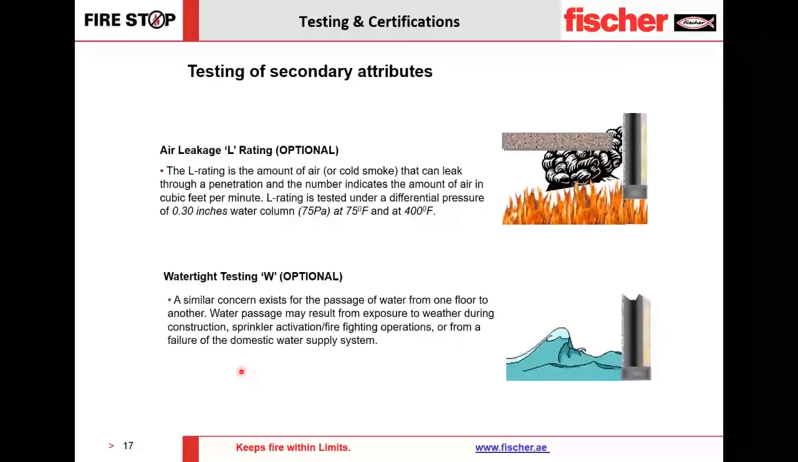We also have testing for secondary attributes, such as air leakage before or during the test and water tightness testing. These may also be important for certain products. These testing data can be included into the relevant approvals, or they can also be stated in separate performance documents. You can just speak to your Fischer technical engineers on the project to make sure to get the relevant information. But on the next slide, let us take a look at the primary performance criteria for firestopping.